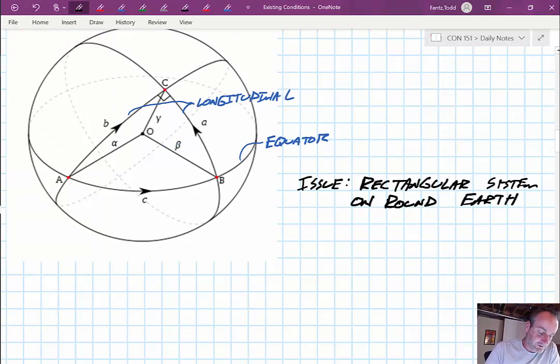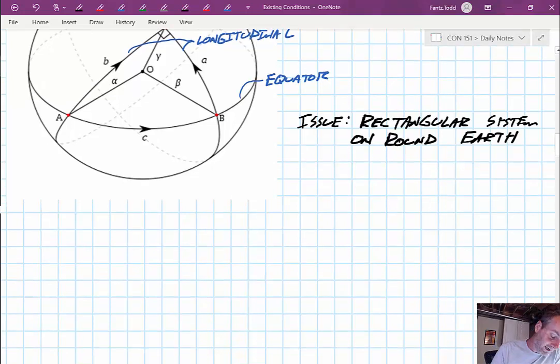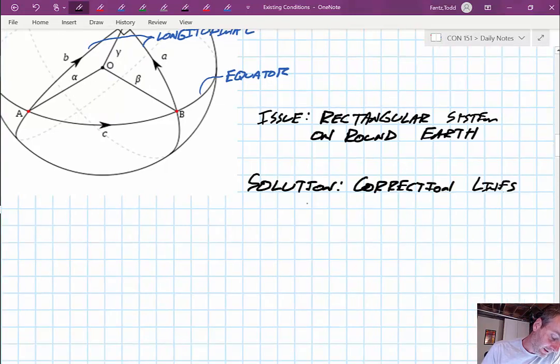We have a rectangular system we're trying to map out on a round Earth. So things are going to be skewed. And we don't want our lines to be constantly changing because that would make it much more difficult to map things out. So instead, for a solution to this problem, we will have some correction lines. And these correction lines occur every 24 miles, both north and south and east and west.